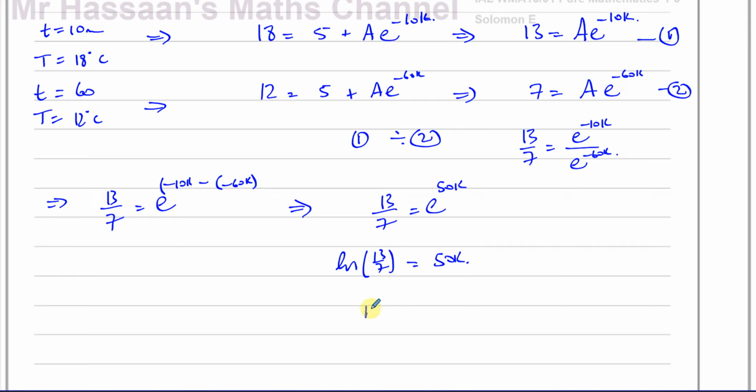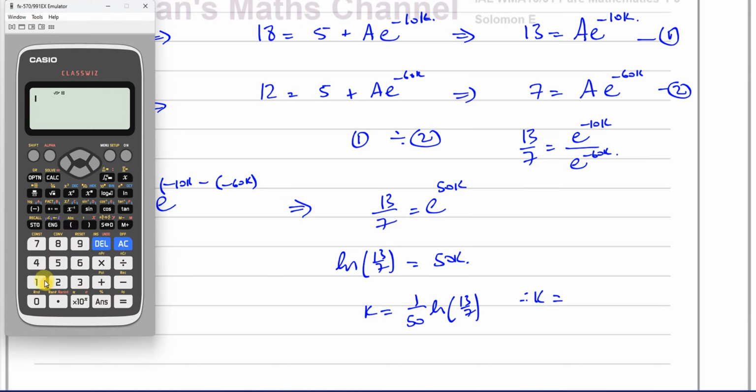So now we can say k, therefore, is equal to 1 over 50 times ln of 13 over 7. That should give us our answer. Let's hope that's correct. So we have 1 over 50 times the ln of 13 over 7.